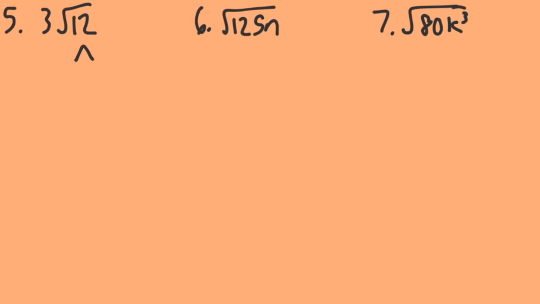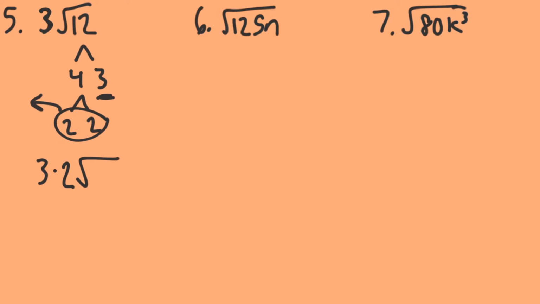12, notice we have a 3 out front, but that's not going to change anything. 12 we can break down to 4 and 3. 4 is 2 and 2. There's a group of 2 numbers, so we can take a 2 out. We already had a 3 outside, so we're going to multiply the 3 by whatever else we take out, which is a 2. Then inside the square root, we're still left with the 3. So this is 6 radical 3.